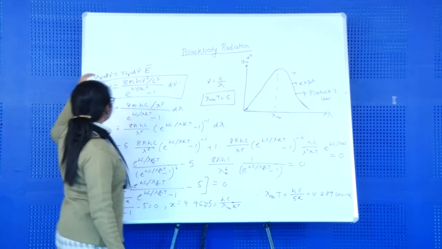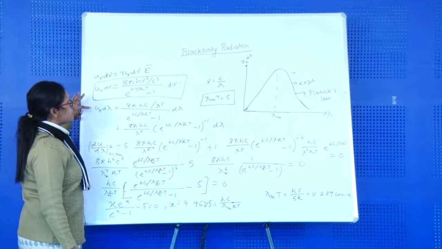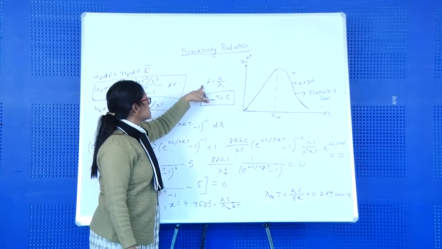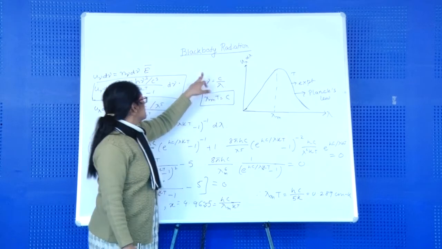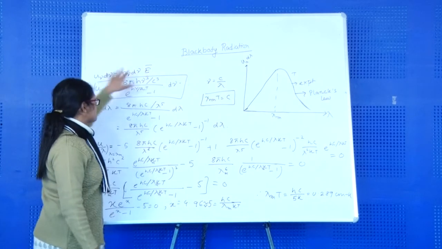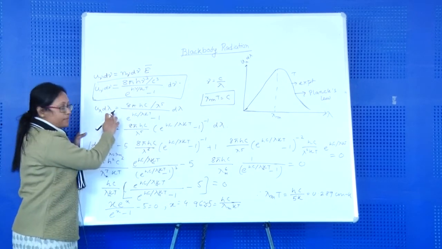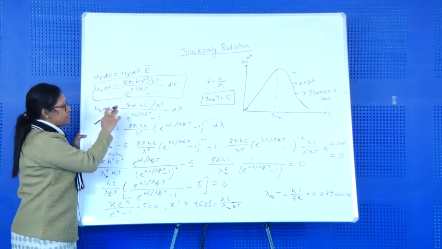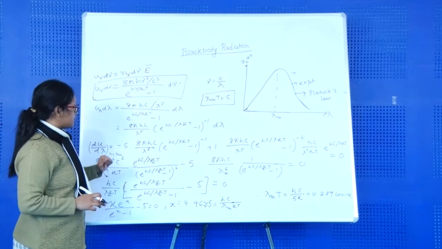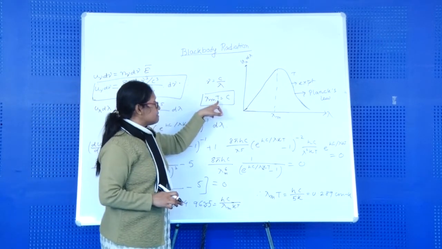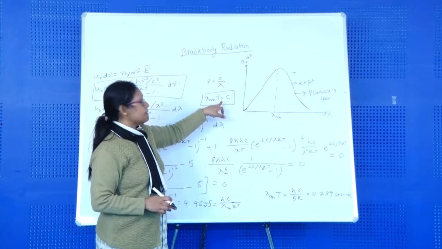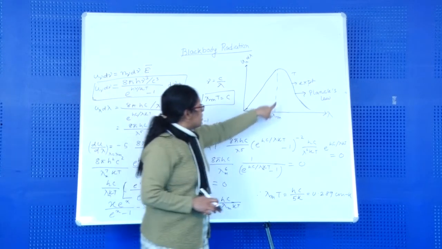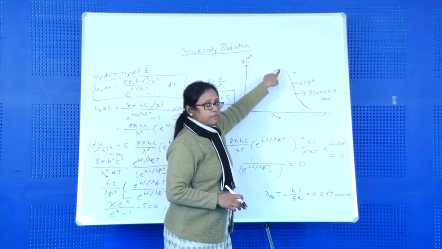Now if we want to convert this u nu d nu in terms of u lambda d lambda, there is no big calculation, it is just nu is equal to c by lambda. From here we can find d nu, and by substituting all the values we will get this u lambda d lambda value. That means the energy density in the wavelength range lambda to lambda plus d lambda is given by this equation.